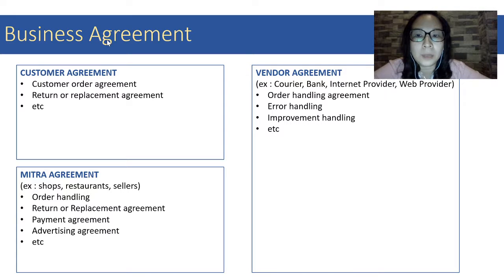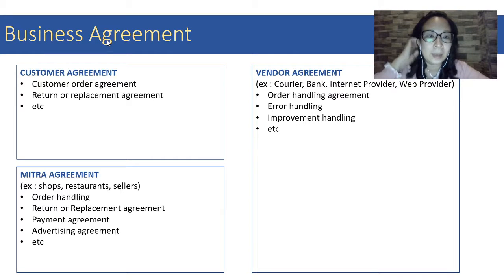And then you also can explain, for example, if you have advertising, what the advertising will be done: is it in the application only, or will it also be published in the social media? For example, Shopee provides advertising for the seller, right? Usually if the seller pays for advertising, then the seller's shop will be on the top.